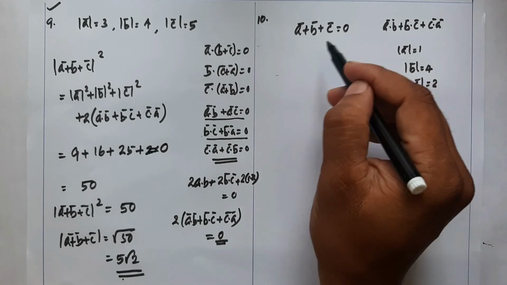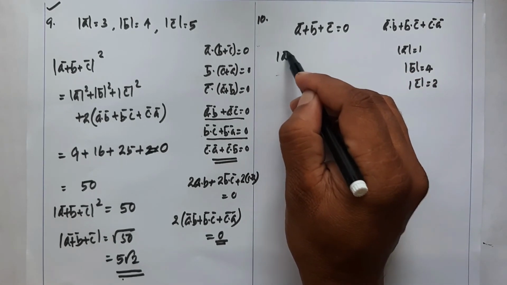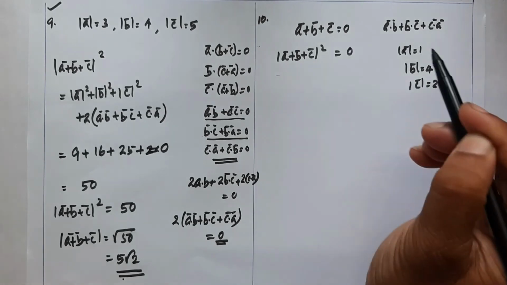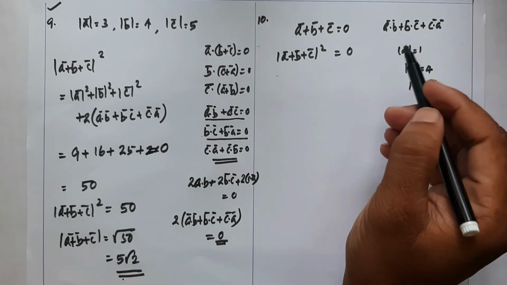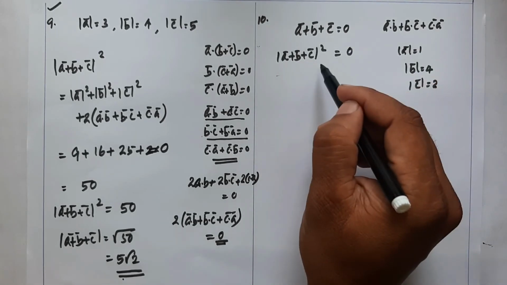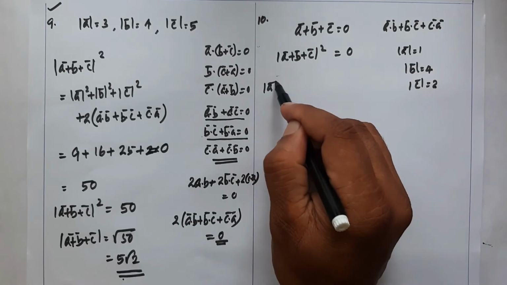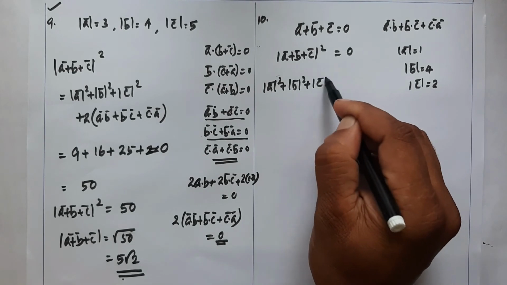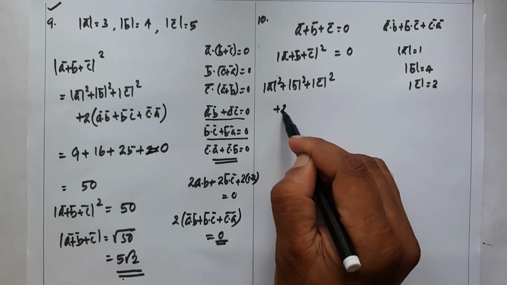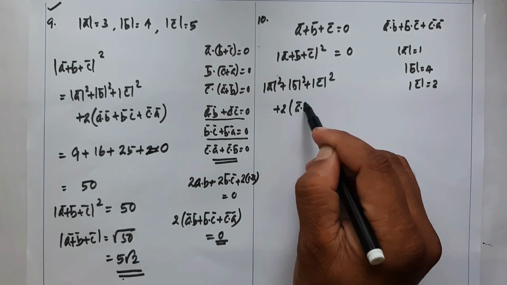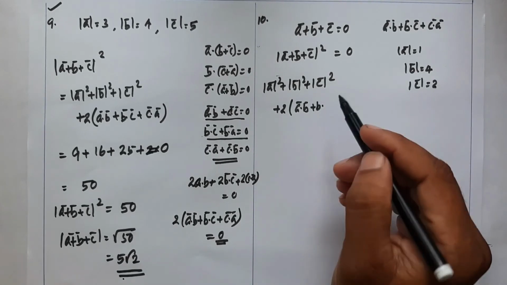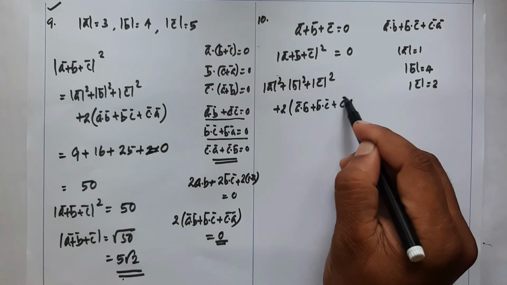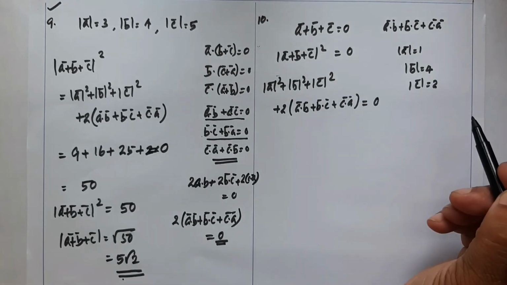First of all, you take the square on both sides, and we get the modulus of a plus b plus c, the whole square, is equal to 0. Then apply the identity: mod a square plus mod b square plus mod c square plus 2 into a dot b plus b dot c plus c dot a is equal to 0, the right side is also 0.